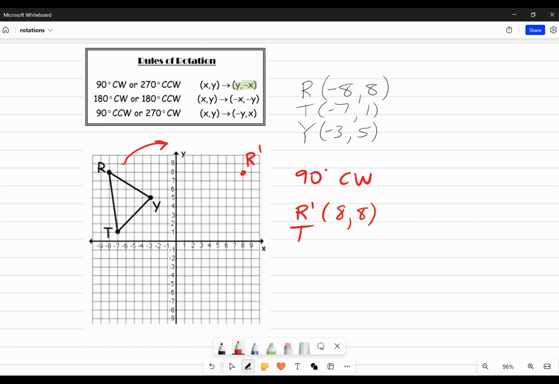For t prime, we're going to do the same process. Take our original y value, put it as the x, take the original x value, change its sign as y. So 1, 7 for t prime. And then finally for y prime, we're going to look at switching: my y value becomes my x value, and then now my x value becomes positive. We'll make sure those have prime symbols on them. 5, 3. So what we just did was transform, and we rotated that image 90 degrees clockwise.